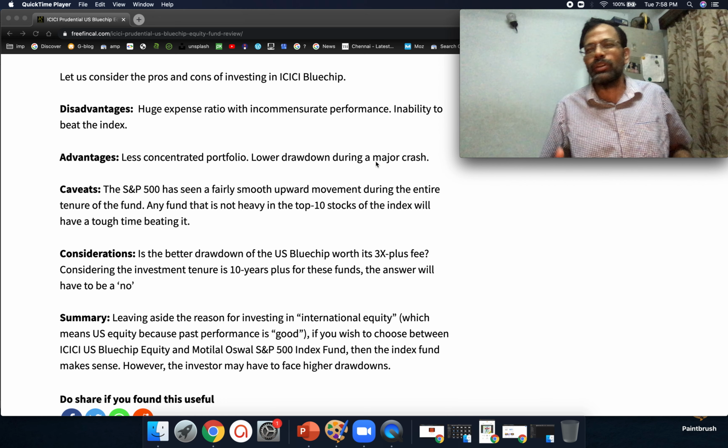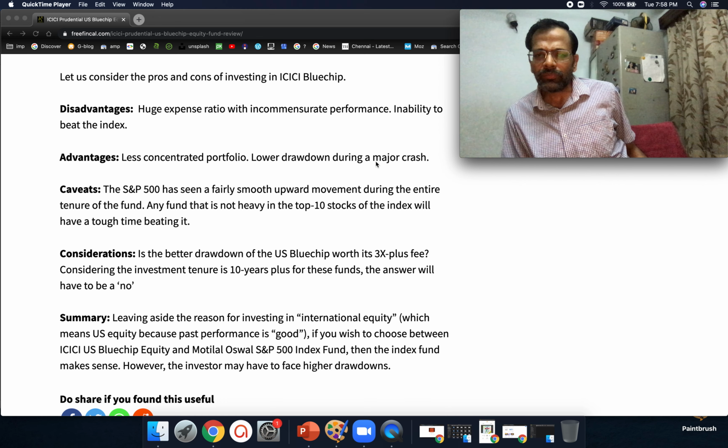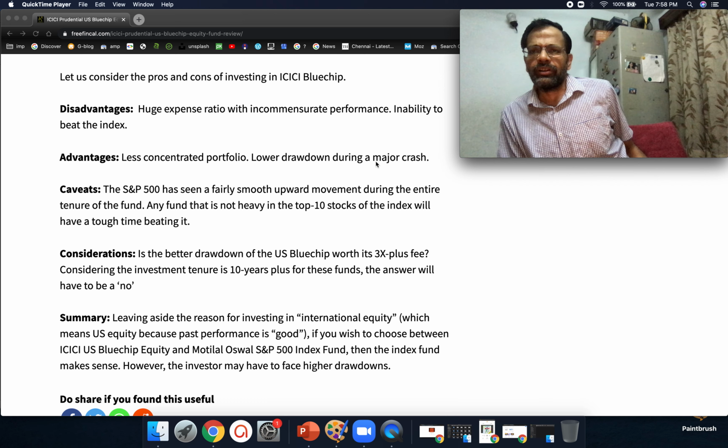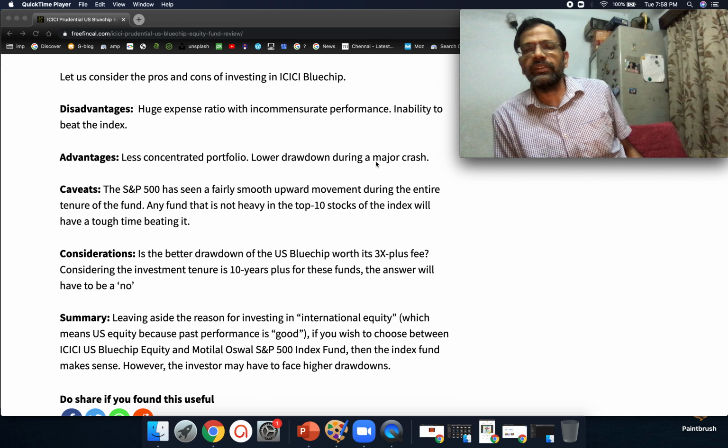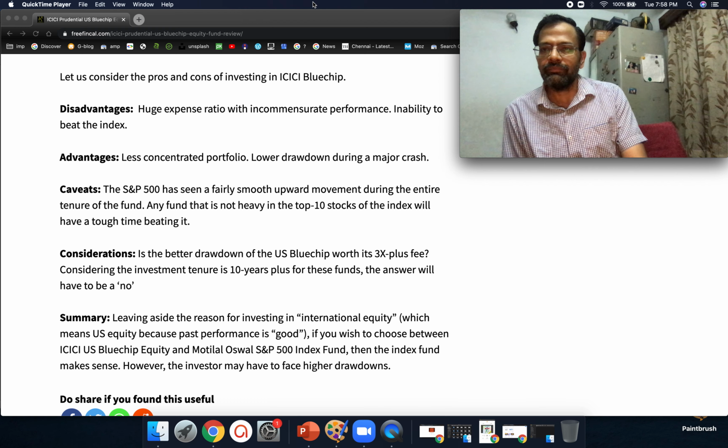We have to see. It's too young to tell. It's just been a few months. So we'll see. But as of now, the S&P 500 does look much more favorable than the ICICI Bluechip based on this data. Bye-bye.